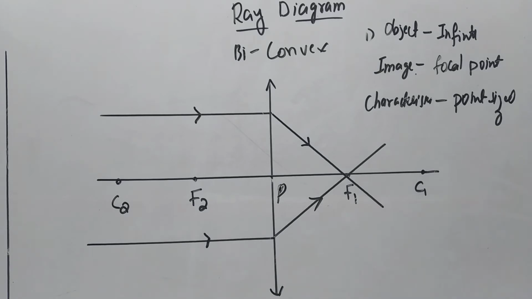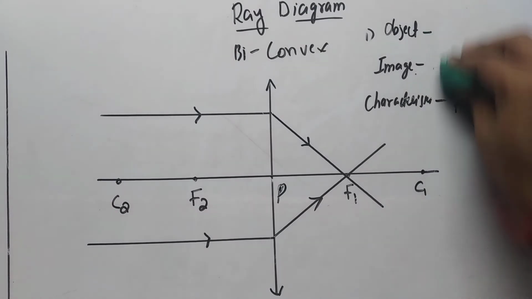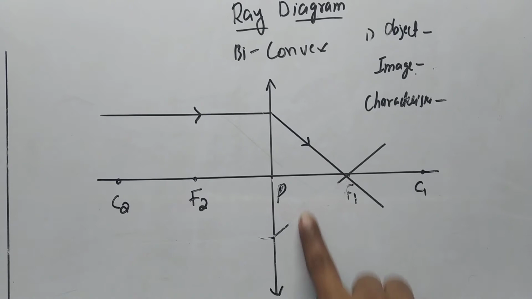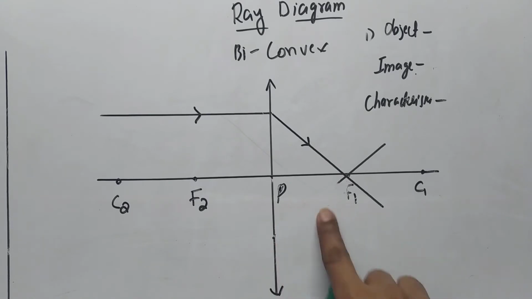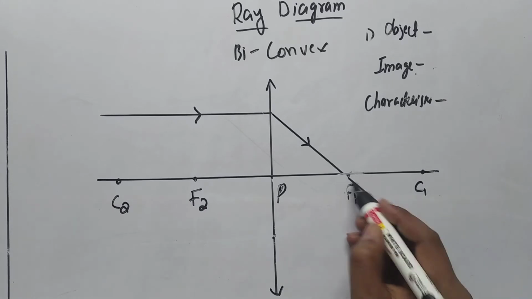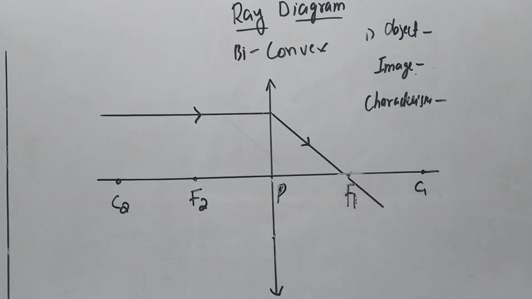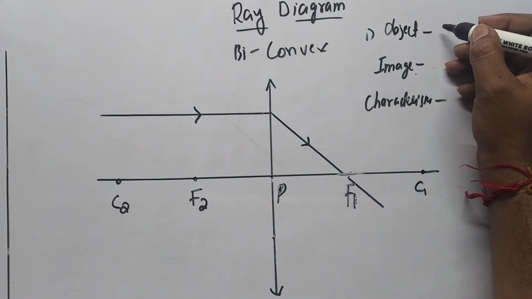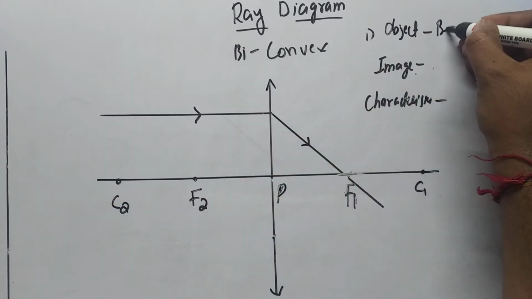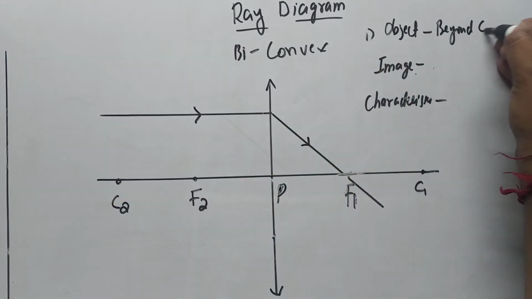So in the next ray diagram we have to place the object beyond C2. Let me place an object beyond C2. I am not going to rub all of this out, because we will be using the same ray diagrams. I will be taking the same ray diagrams to explain the next one. So I am just placing the object beyond C2. So the object is beyond C2.